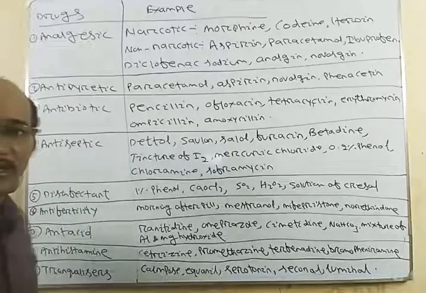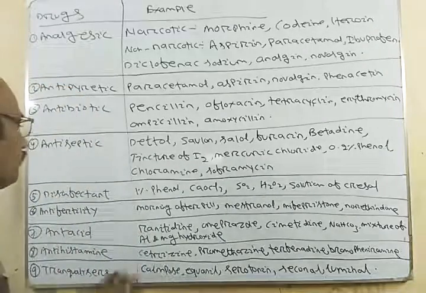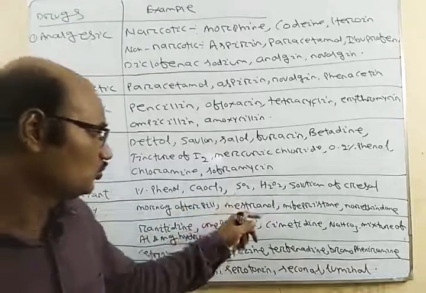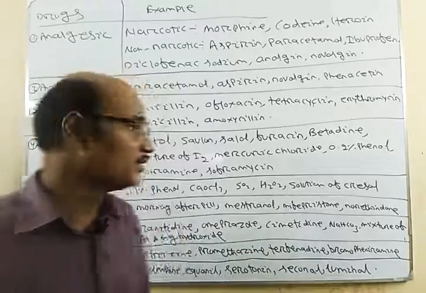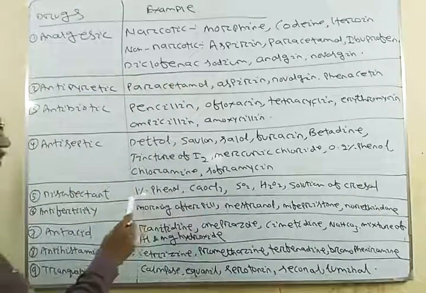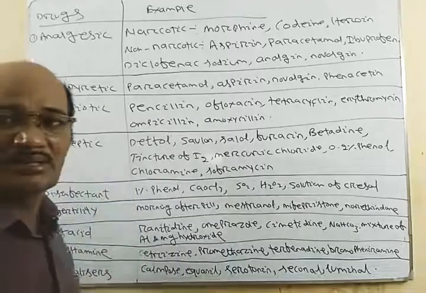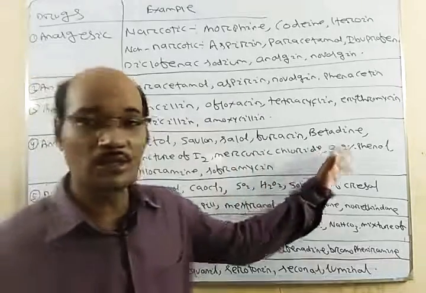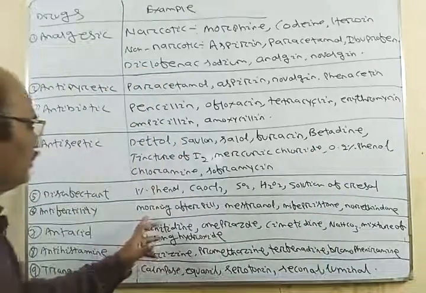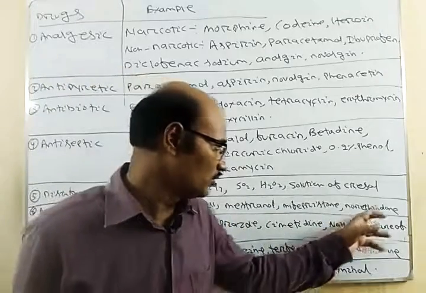Disinfectants kill microorganisms and are used on non-living things, non-living places: 1% phenol, CaOCl2 (bleaching powder), SO2, H2O2, solution of creosote. You will see one thing: 0.2% phenol is an antiseptic, but 1% phenol is a disinfectant. Remember this. Similarly, antifertility drugs include the morning after pill, mestranol, mifepristone, and norethindrone.